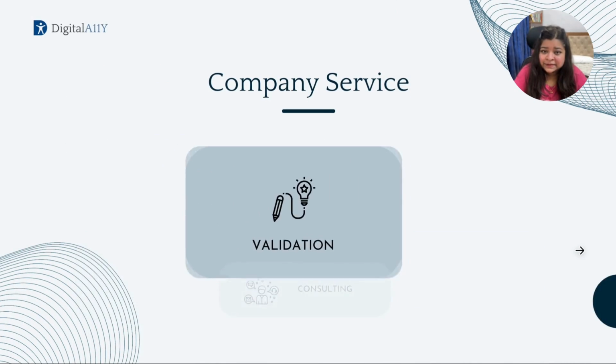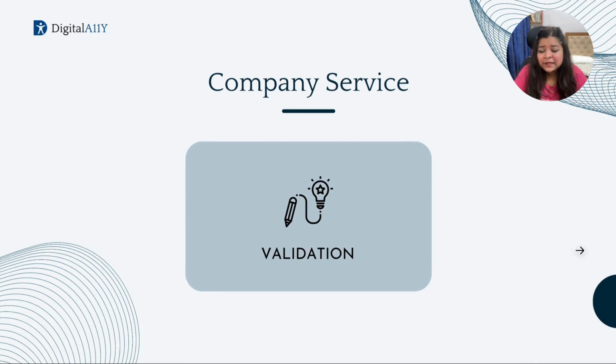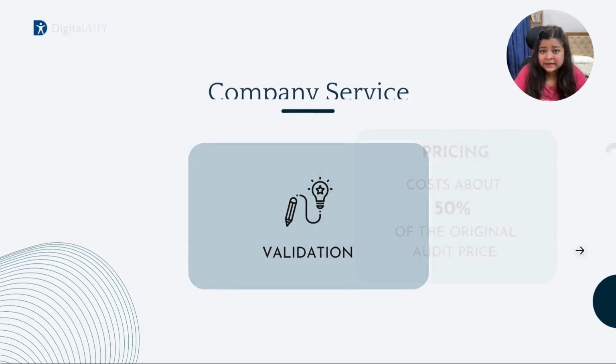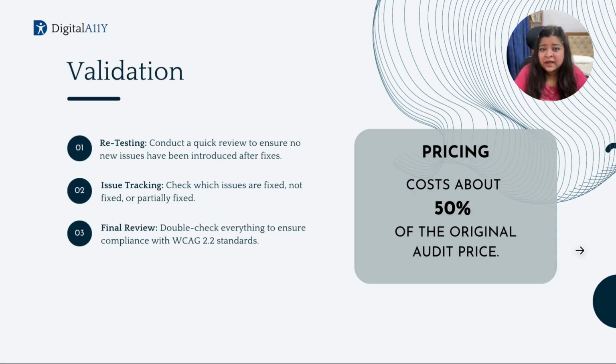Now, once the audit is complete and your team has worked on fixing these issues, we move on to the validation phase. Now, validation involves verifying and refining the recommendations we made after our initial evaluation. We suggest code fixes and actionable steps to improve accessibility. And during this process, we also do a quick review of the pages to make sure no new failures have been introduced. Now, validation for testing flagged issues typically costs about 50% of the original audit price.